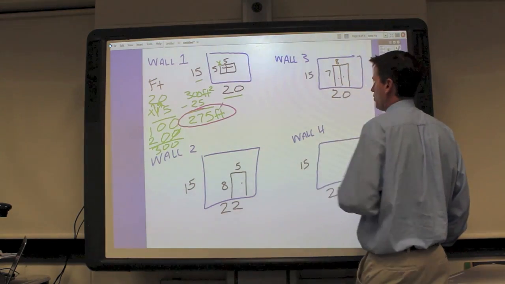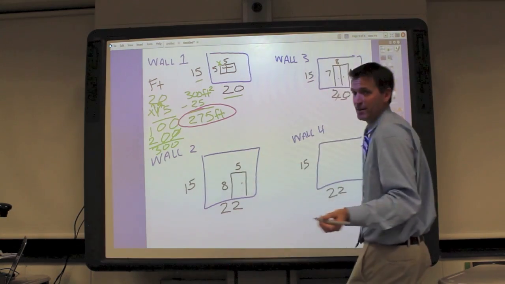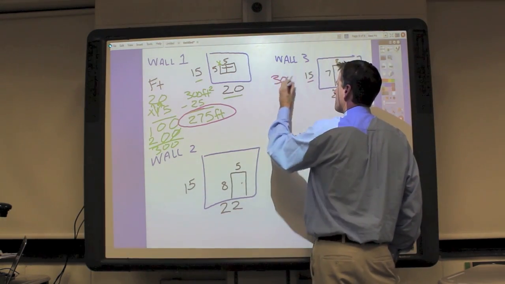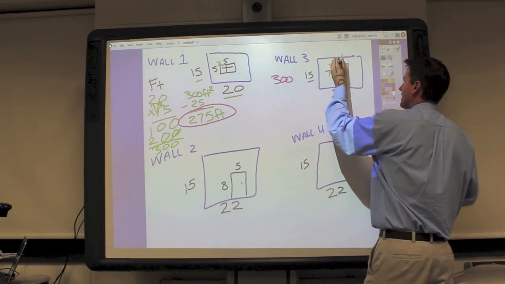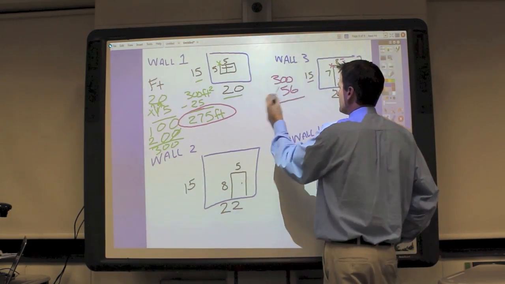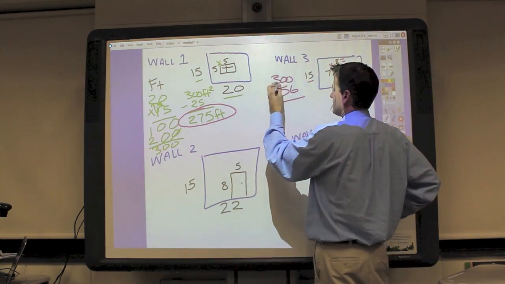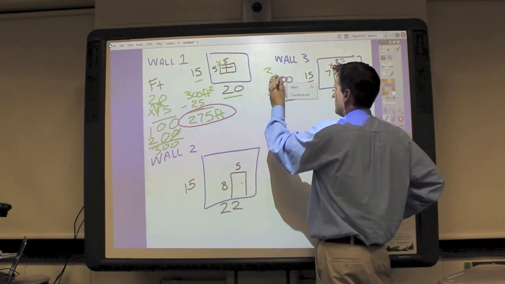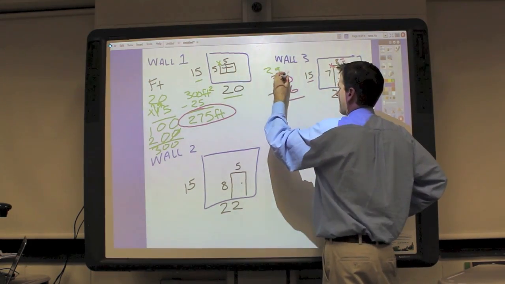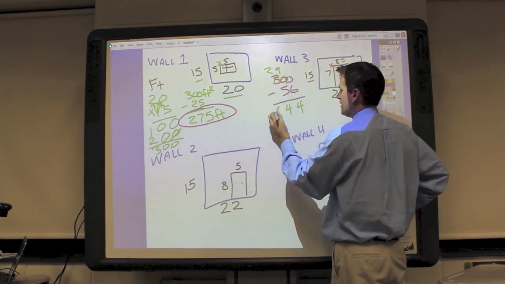All right? Next wall is going to be a 15 by 20. Oh, we already did 15 by 20. Hey, look at that. We know it's 300. Okay? We do a 7 times 8 here. 7 times 8 is going to get me 56. I'm going to subtract these. So I have 300 minus 56. I'm going to borrow here. 10 minus 6 is 4. 9 minus 5 is 4. 2.